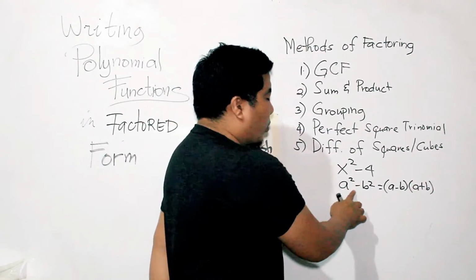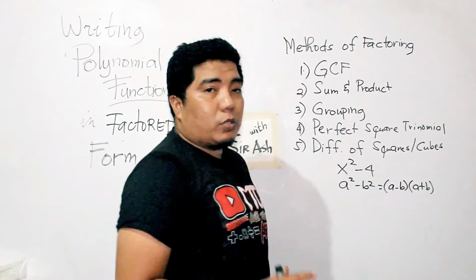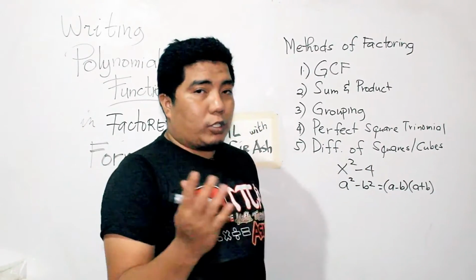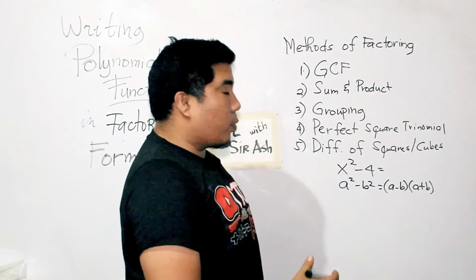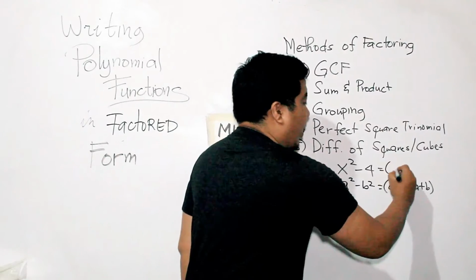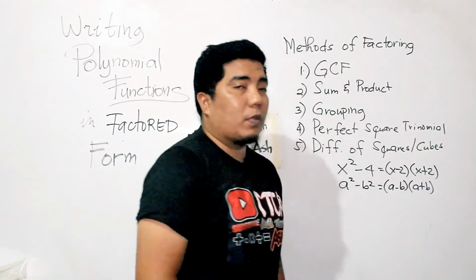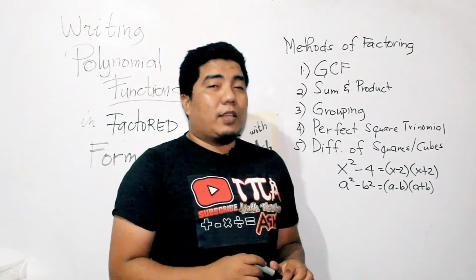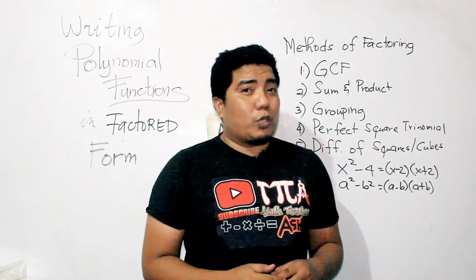So since a squared represents our x squared here, and the b squared here is representing the 4, the factored form of x squared minus 4 is x minus 2 times x plus 2. And that is how you factor the difference of two squares. Now, how about the difference of two cubes?